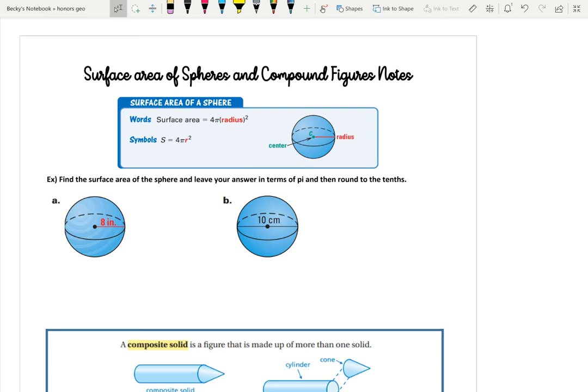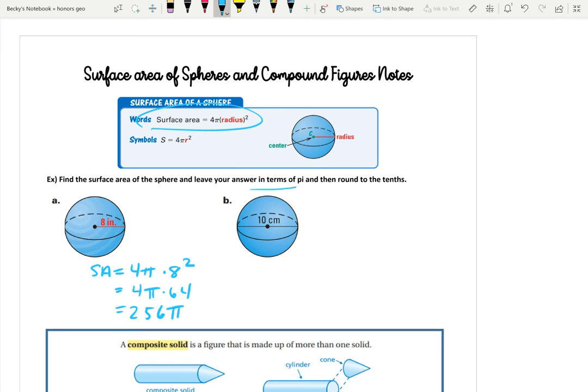Okay, now the surface area of a sphere is pretty easy. What we're going to do is just take our formula up here and plug in the radius. So my surface area is equal to 4 pi times 8 squared. Now we're going to leave this in terms of pi, so let's go ahead and multiply. So 4 pi times 64. So 64 times 4 is 256 pi.